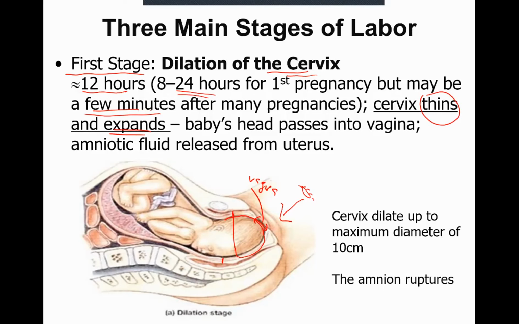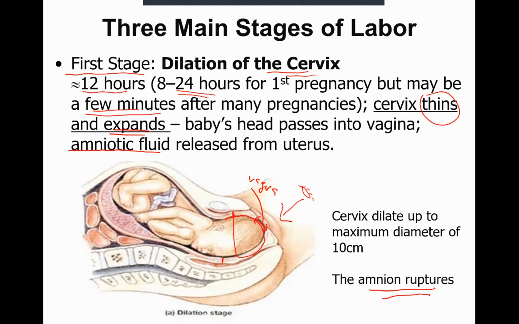Okay, so the baby's head passes into the vagina, amniotic fluid will release from the uterus. Ataupun dalam kata lain, air ketuban pun dah pecah, by the rupturing of amnion. Okay, cervix dilates up to maximum of 10 cm. Okay, bila dah share dalam kelas kan, macam mana nak check cervix kan? Using fingers. Okay, right. So that is the first stage of labor.